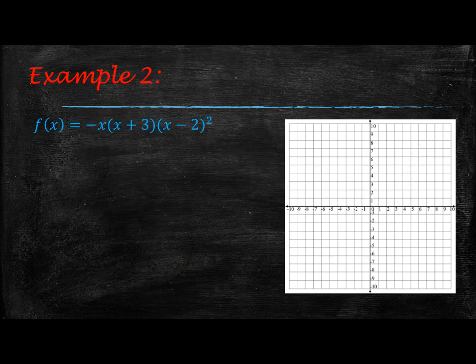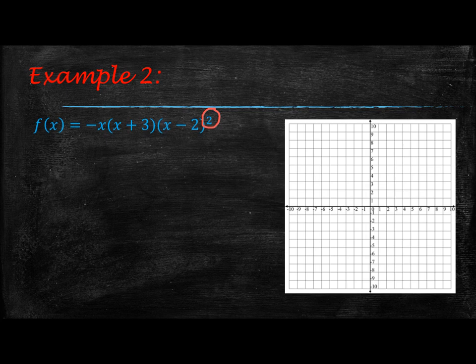All right, let's look at this next one. Okay, so for this next one, we have -x times (x plus 3) times (x minus 2) squared. Notice that we have a factor that's being squared, so this is one that is going to bounce, so you're going to be able to see what that looks like.